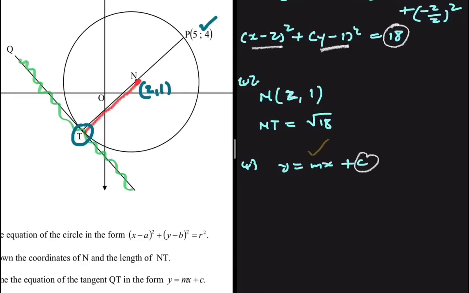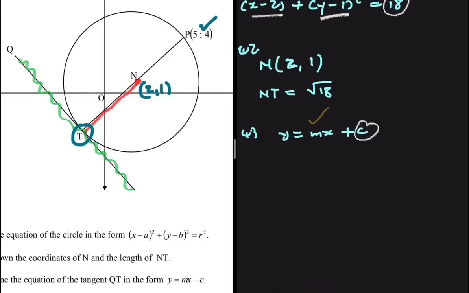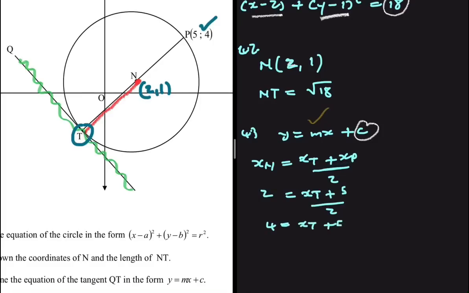TP is a diameter, so that tells us that N is the midpoint of PT. So we can use the midpoint theorem. We can say that x of N is equal to x of T plus x of P, divided by 2. So x of N, that is 2, x of T is what we're interested in, x of P is 5, divided by 2. If we cross multiply, we get 4 equals x of T plus 5. So x of T is equal to minus 1.